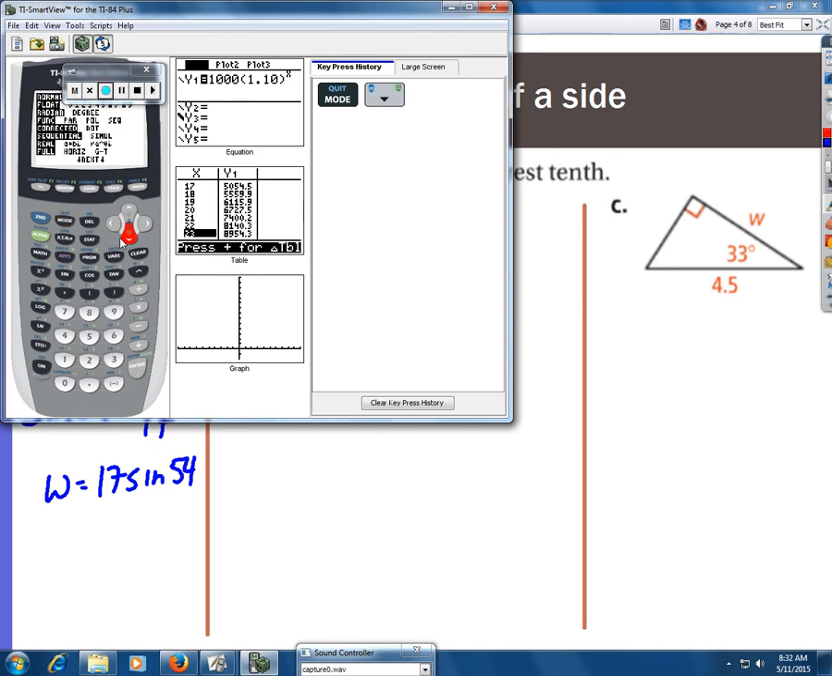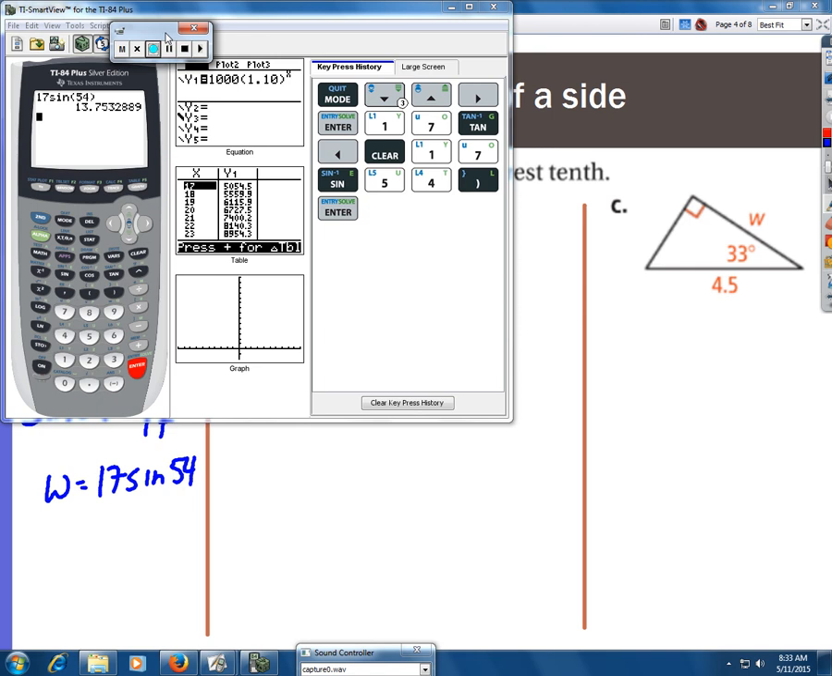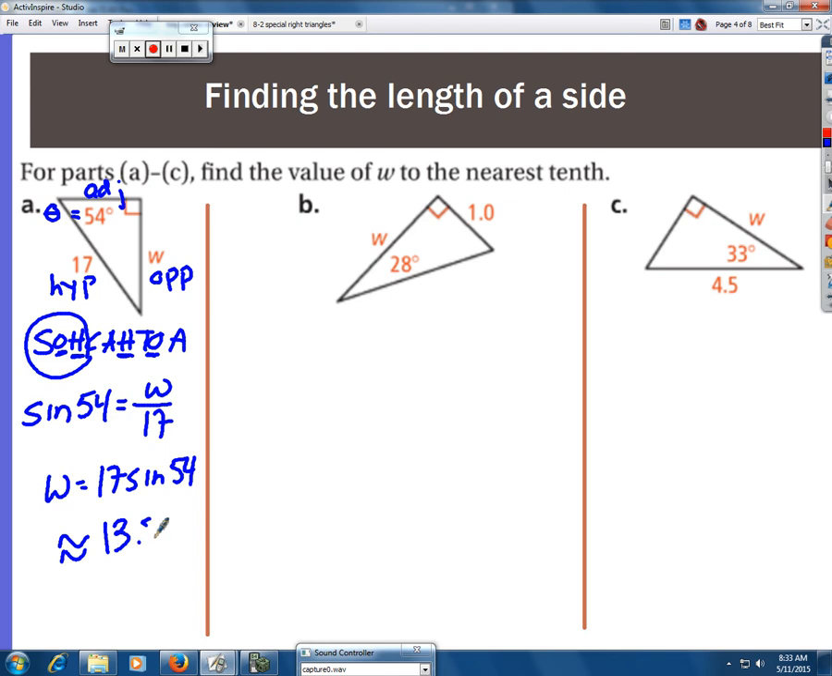So I want to go to the mode button, and arrow down, right there, and then arrow to the right so that degrees are highlighted, and press enter. Now I can do 17 sine 54, which equals 13.75, or approximately 13.8. So this is approximately 13.8.